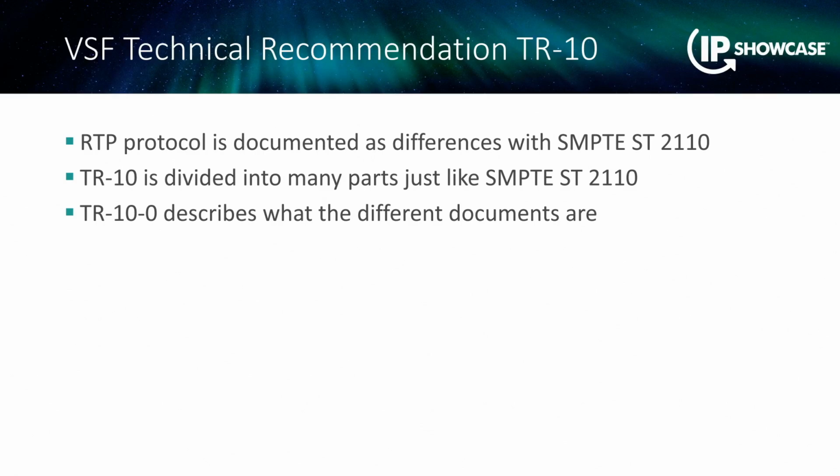So TR-10, the RTP protocol, is documented as a series of differences between 2110 and IPMX. TR-10, much like ST 2110, is divided into multiple documents that cover each part of the protocol. In TR-10, which is the IPMX spec we're working on, there's a document called TR-10-0, and basically that's the map of what's in TR-10. It describes each document and what is inside each of those parts.